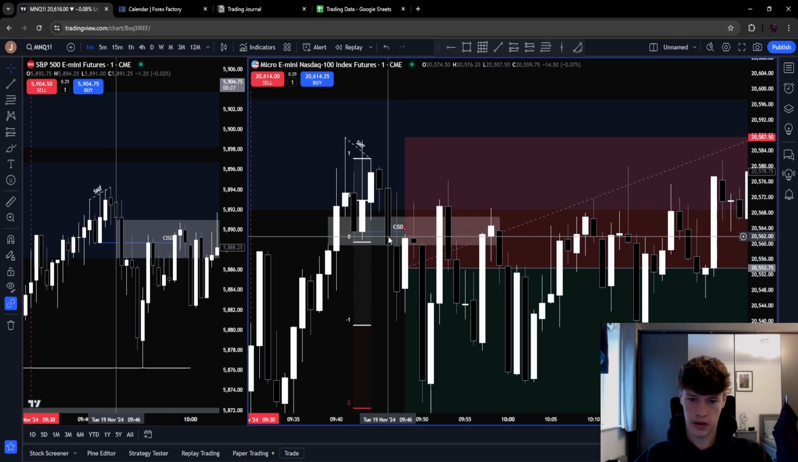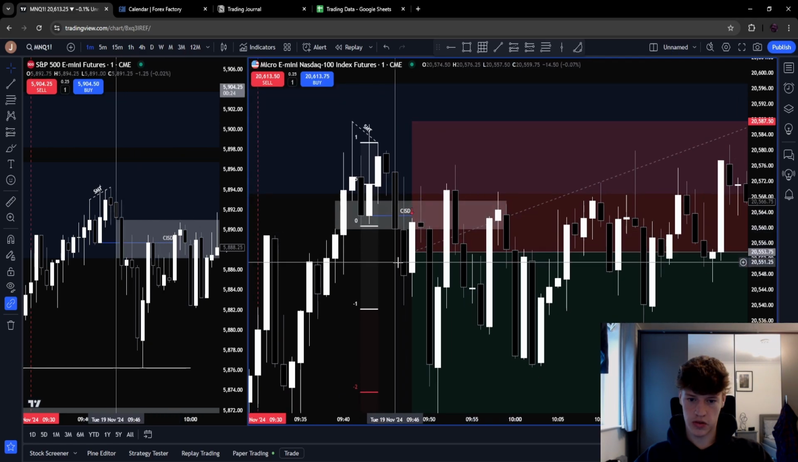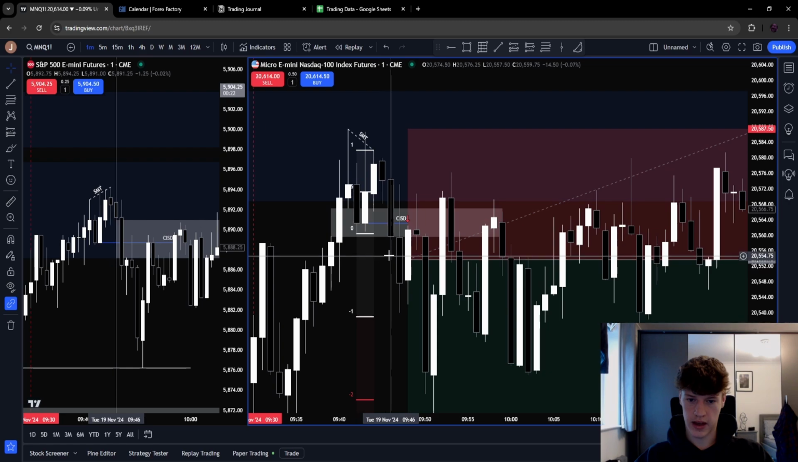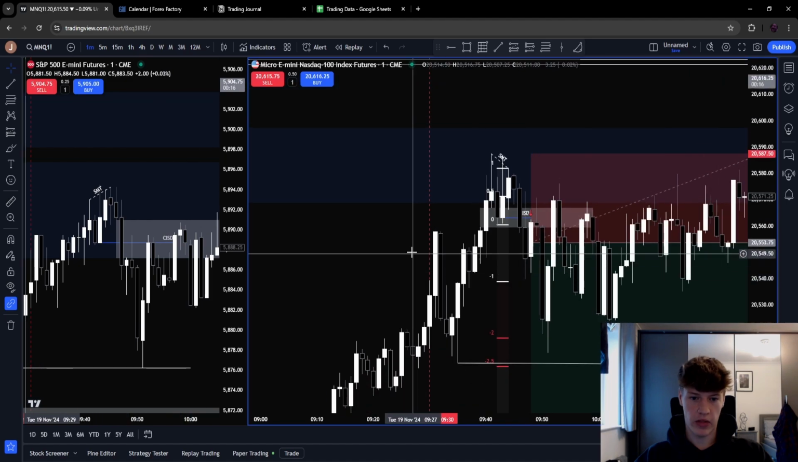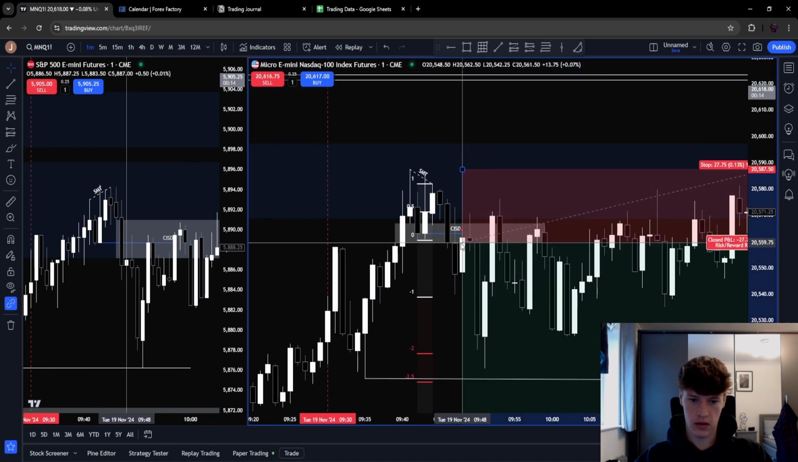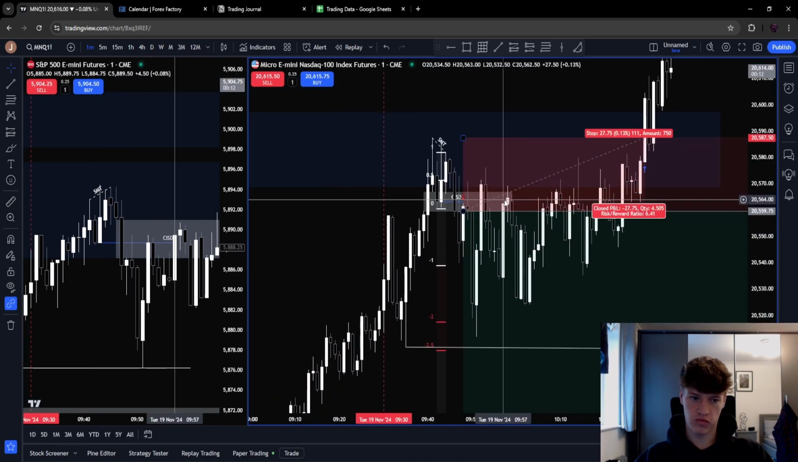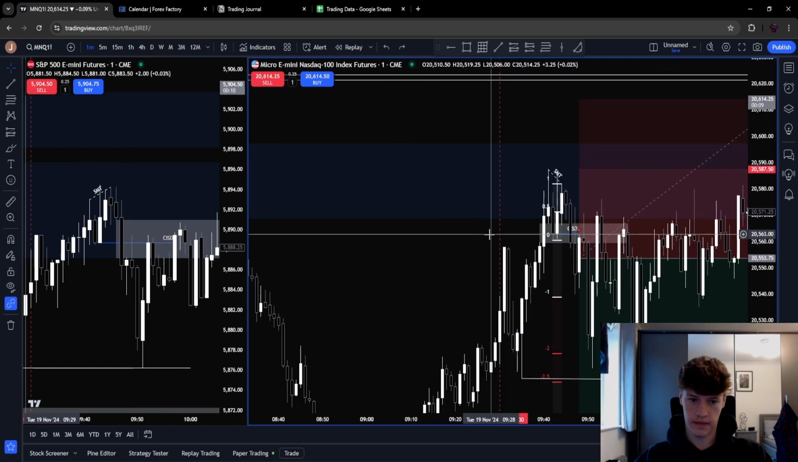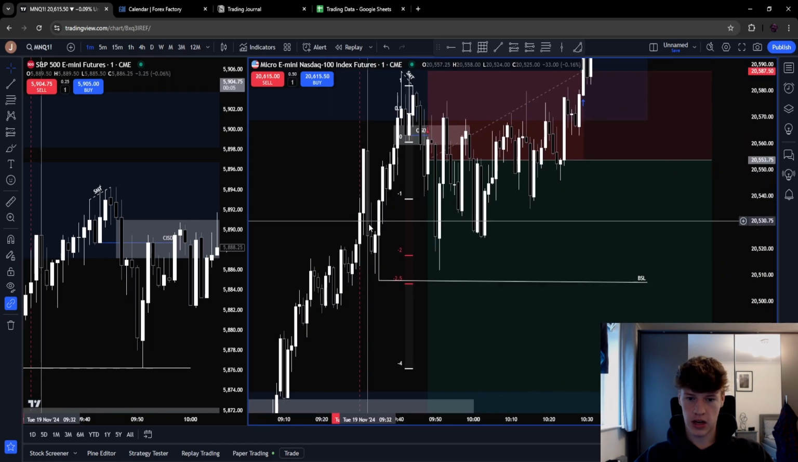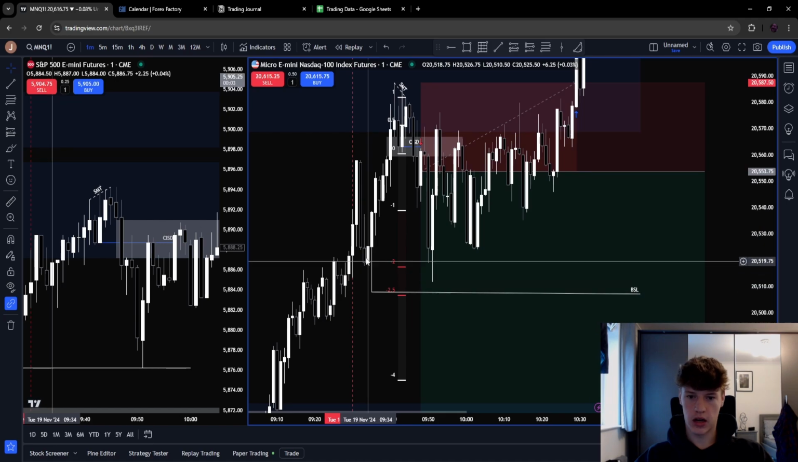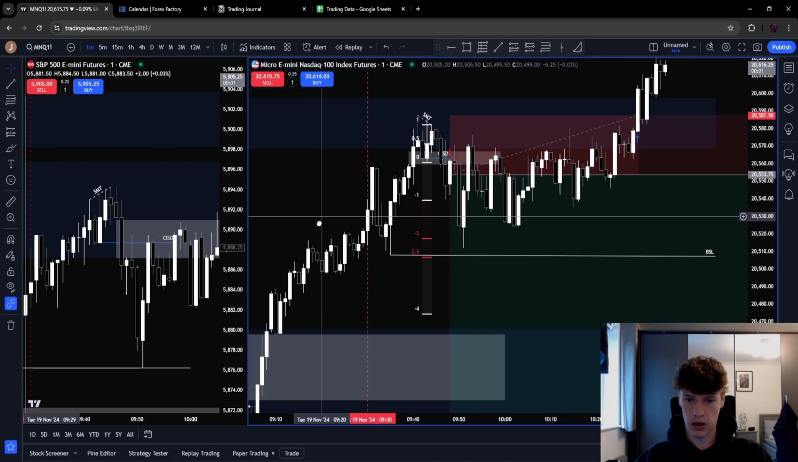Here's the change in state delivery right here. And then we closed this inverse, and I was going to enter on the pullback back into the inverse again. I got my fill back there. I FOMO'd in a little bit on the entry, but ideally the fill would have been there anyway, but it doesn't really matter, to be honest. I was filled there. And then my first target was the external 1-minute low from this 1-minute model.